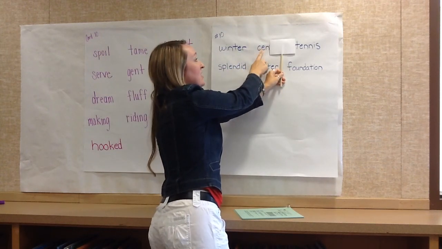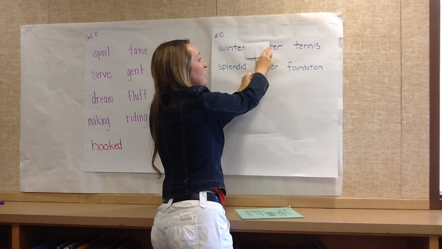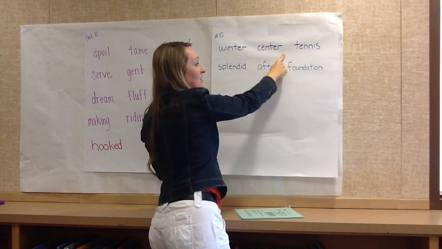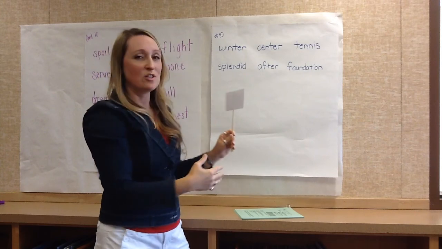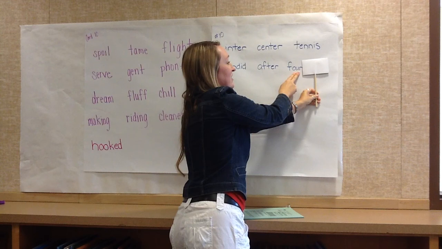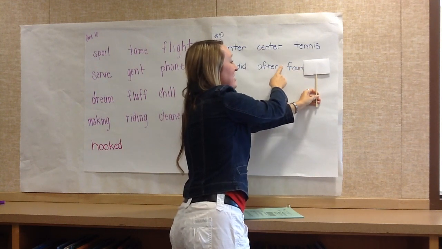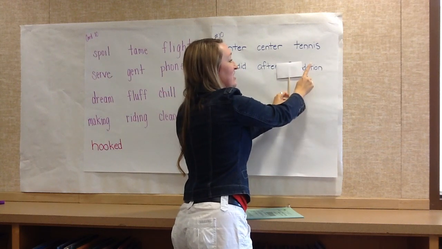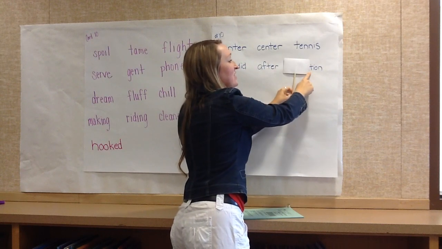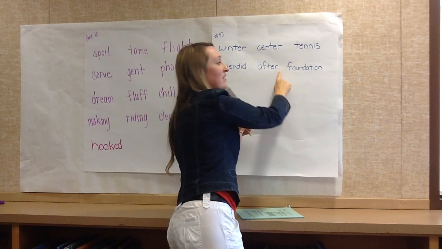Sound, e. Blend, sen. Blend, ter. Blend, center. Word, center. On a word that's more than two syllables, it's going to look like this. Sound, o. My turn, sound, ow. Your turn, sound, ow. Blend, found. Sound, a. Blend, day. Blend, foundation. Suffix. Blend, foundation. Word, foundation.